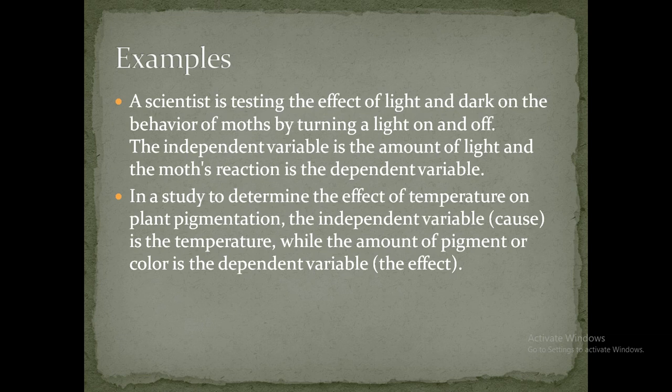In a study to determine the effect of temperature on plant pigmentation, pigmentation means the colors which the plant gives us. The independent variable, which is the cause, is the temperature, while the amount of pigment or color is the dependent variable. So temperature is the environmental factor or environmental characteristic, while the pigmentation, the color which the plant gives us, is dependent. Why are they dependent? Because they are dependent upon the temperature and the light. So they are dependent variables.